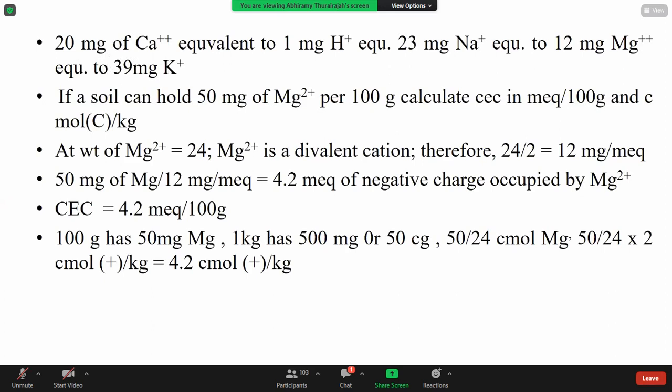If the soil can hold 50 milligram of Mg2+ per 100 gram, calculate the CEC in milliequivalents. Can you please do the calculation and upload it in the LMS? I will give you this as an assignment. I'll upload the slides today. So do this calculation as an assignment and upload it in the LMS.